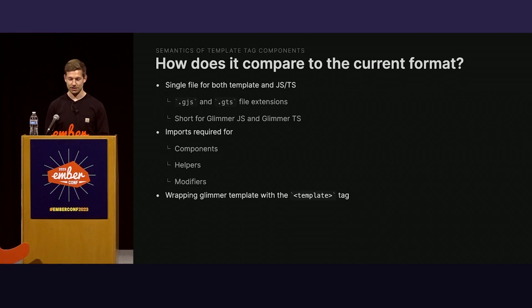So the first thing is that we have a new file extension. Based on if you're using TypeScript or JavaScript, it is GJS or GTS, which is just short for Glimmer JavaScript or TypeScript. And then you also have imports that you will have to add. This is for components, for helpers, and for modifiers. And lastly, you would also have to wrap your actual template code within this new template tag.